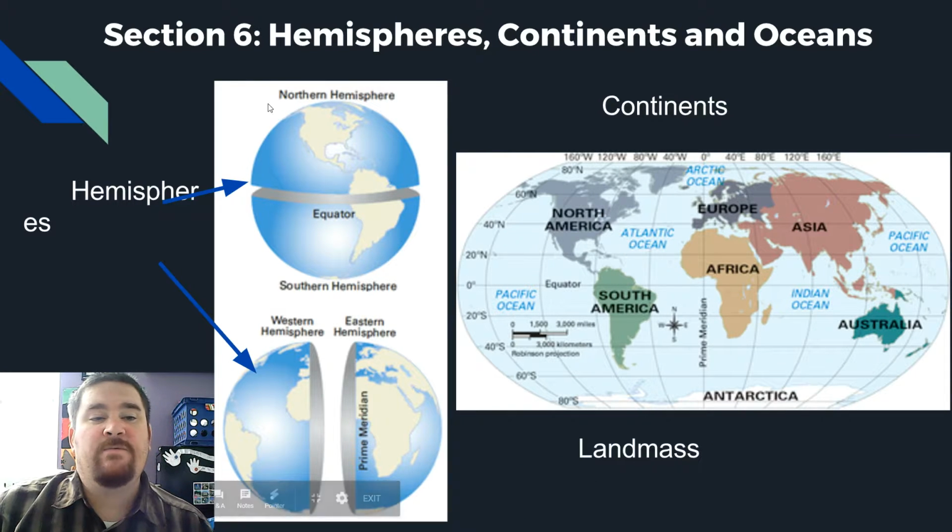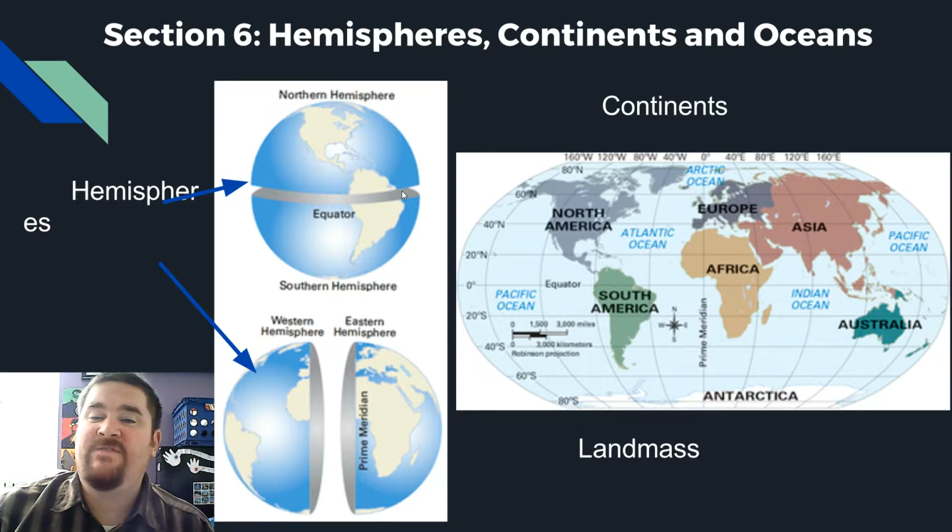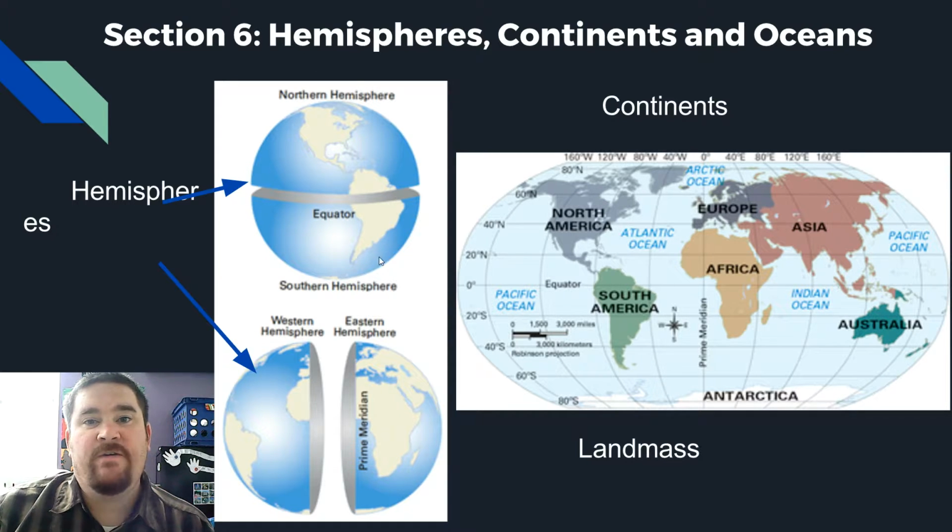All right, so these are some imaginary ways of talking about the Earth. When we're talking about the northern top half of the world, we're talking about a hemisphere called the Northern Hemisphere. South of the equator, we're calling it the Southern Hemisphere. We can also divide it again along the prime meridian / international date line and call it the Western Hemisphere or the Eastern Hemisphere. Hemi meaning half, sphere meaning ball, circle, so hemisphere.